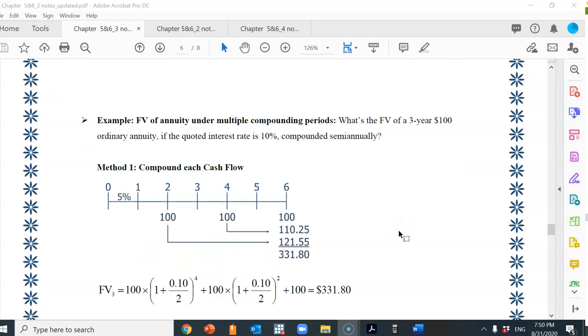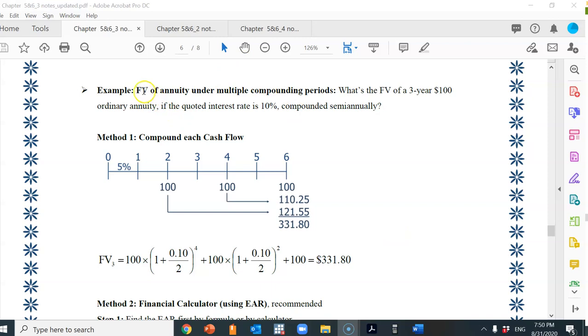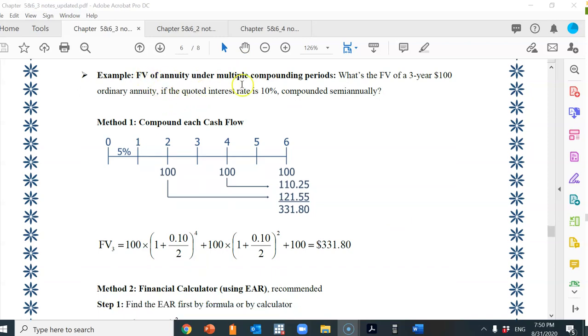Okay, let's look at an example here. What is the future value of an annuity under multiple compounding periods? What is the future value of a 3-year, $100 ordinary annuity if the quoted interest rate is 10% compounded semi-annually?